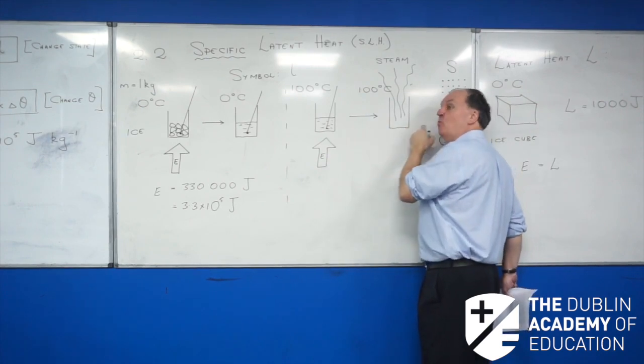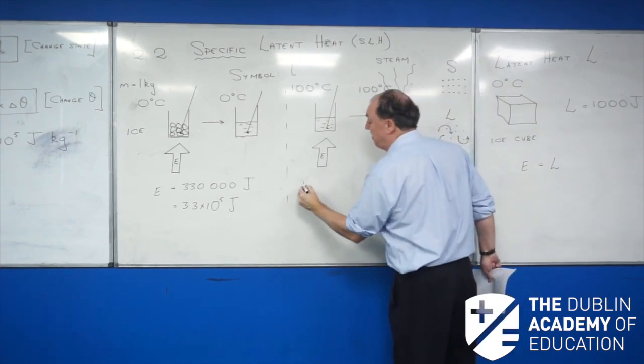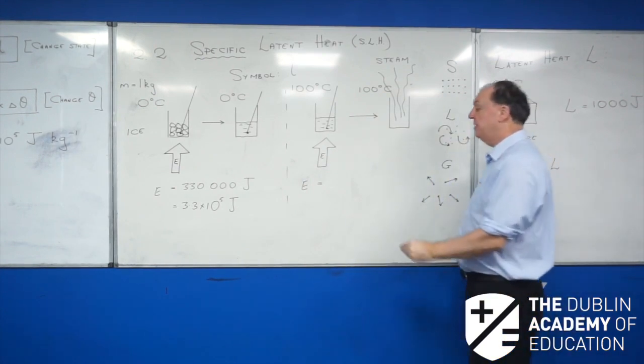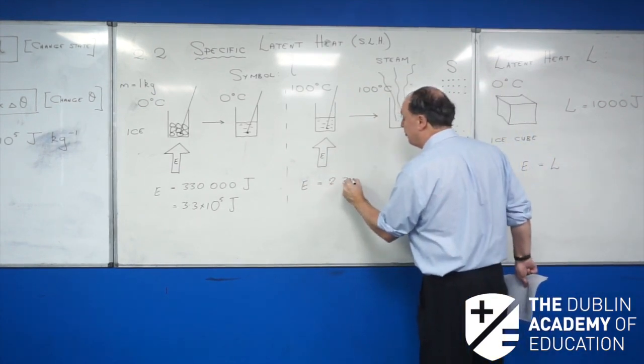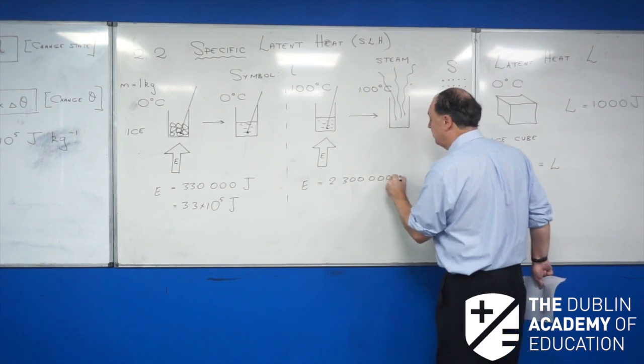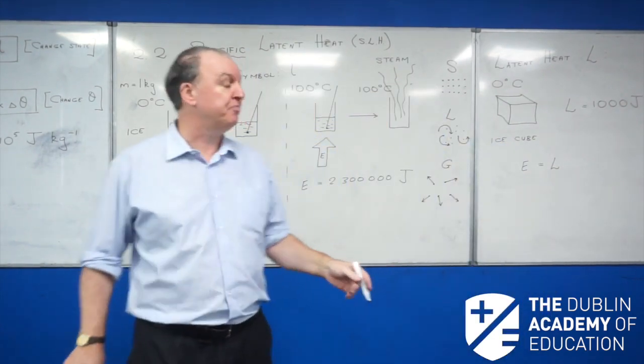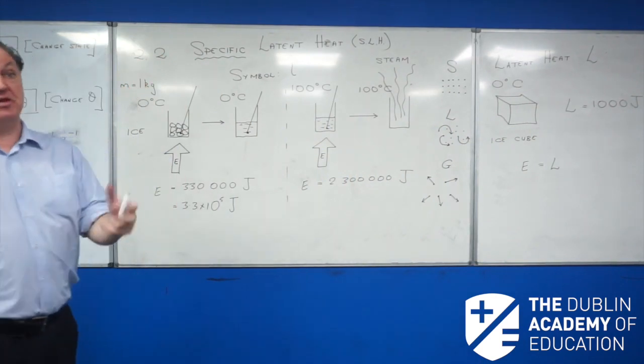Now, the energy I've got to put in here, once again I'm talking about 1 kilogram of boiling water, and I'm turning it into 1 kilogram of steam. The amount of energy I've got to put in there is 2,300,000 joules. That's a huge amount of energy. Which kind of brings me to an interesting point.